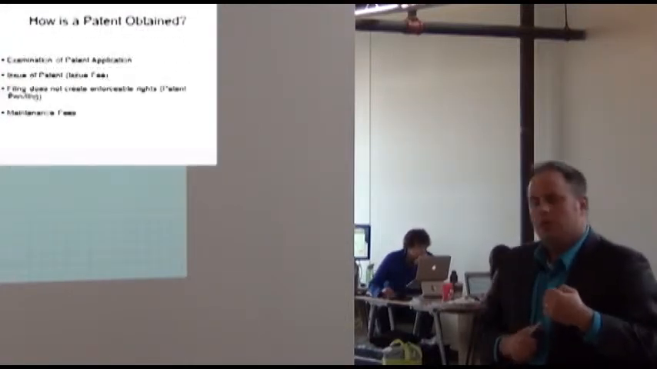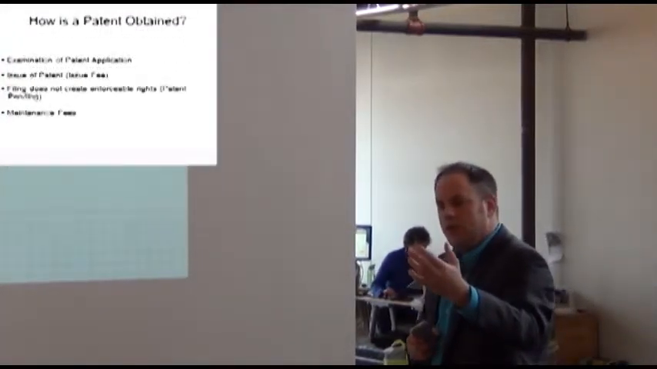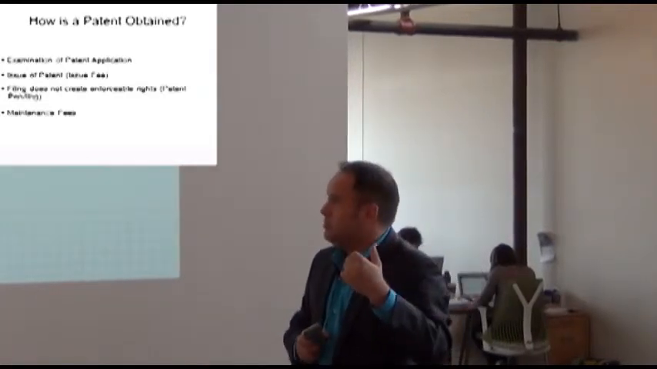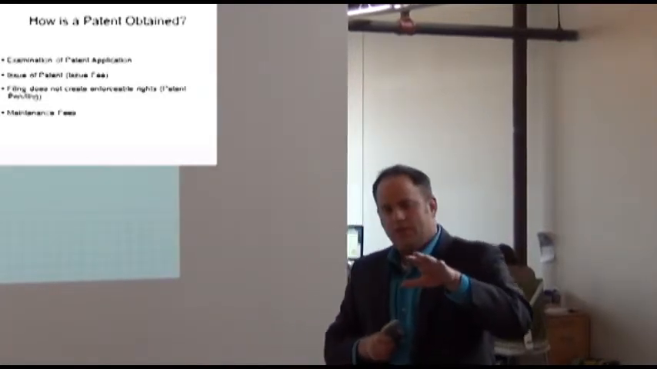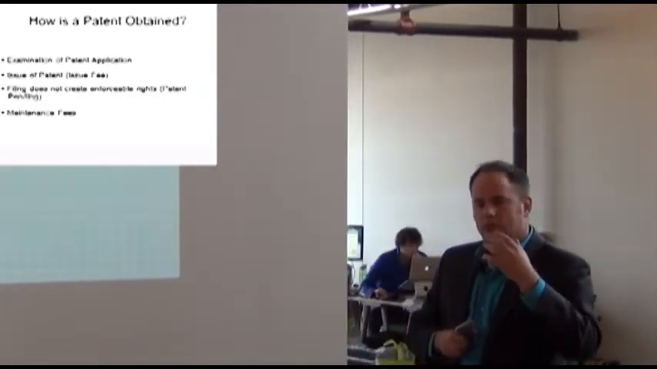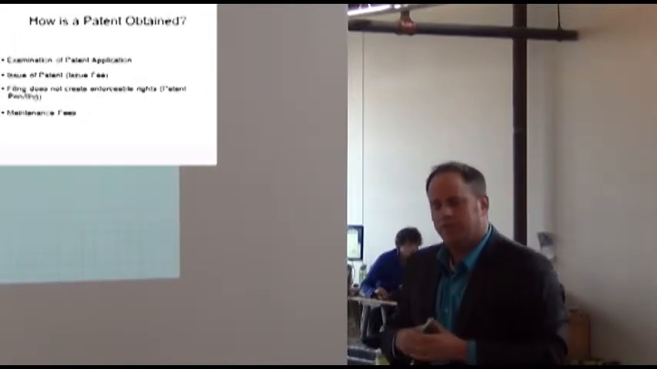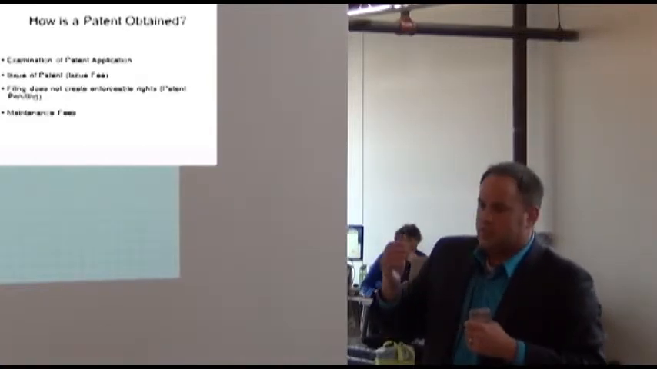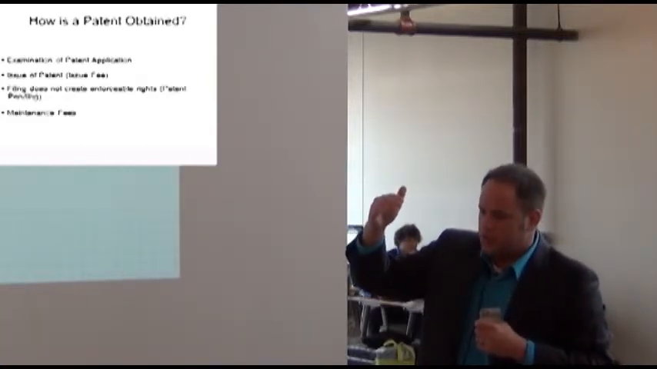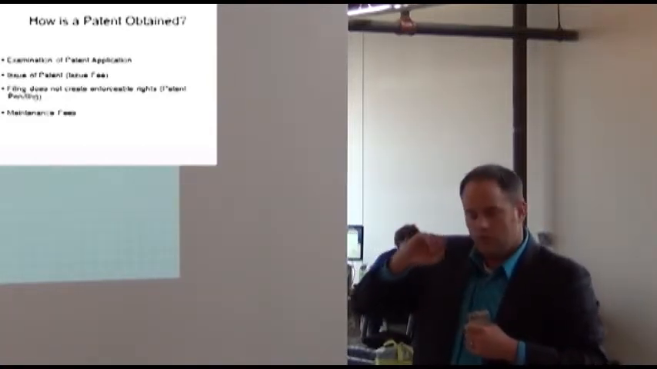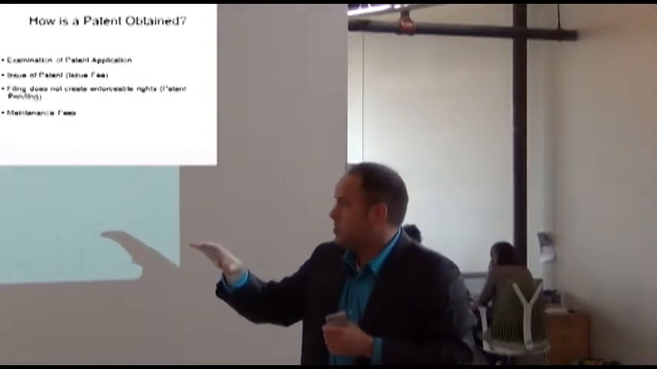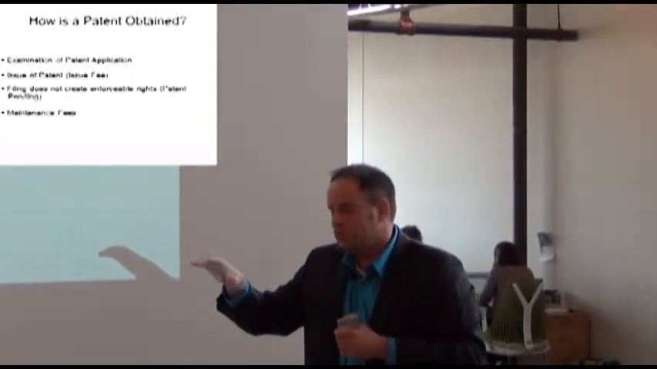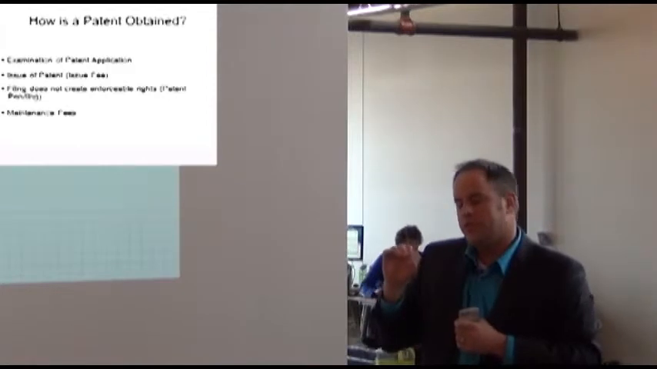How is it obtained? Well, an inventor comes to me and says, I want to obtain a patent. We get down, maybe provide some flow diagrams, describe the functionality to me. We then set forth in drafting a patent application. We send that patent application to the government, the U.S. Patent and Trademark Office. They will eventually examine it.